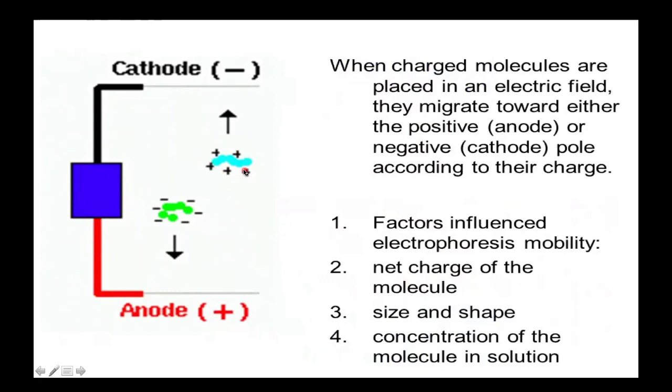If the particles are positively charged, they will move towards the cathode. If negative, they will move towards the anode. That's the way to differentiate the amino acids. So when charged molecules are placed in an electric field, they migrate towards either the positive or the negative end. Through the migration, we can conclude that the factors influencing electrophoretic mobility are the net charge of the molecule, the size and shape of the molecule, and the concentration of the molecules in the solution.